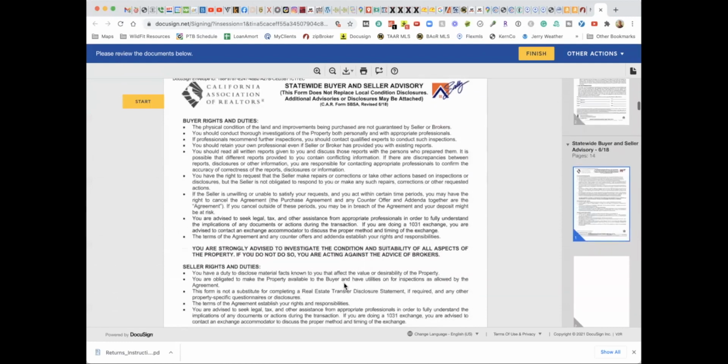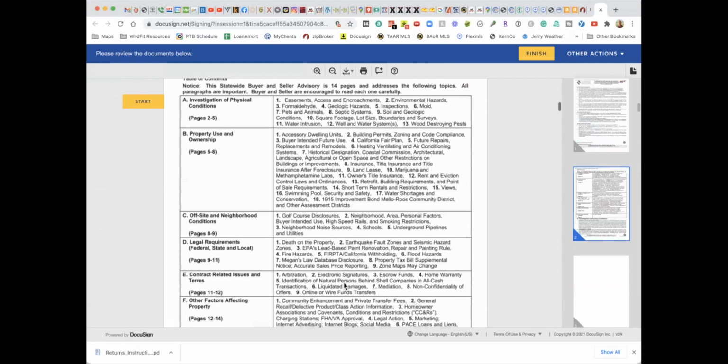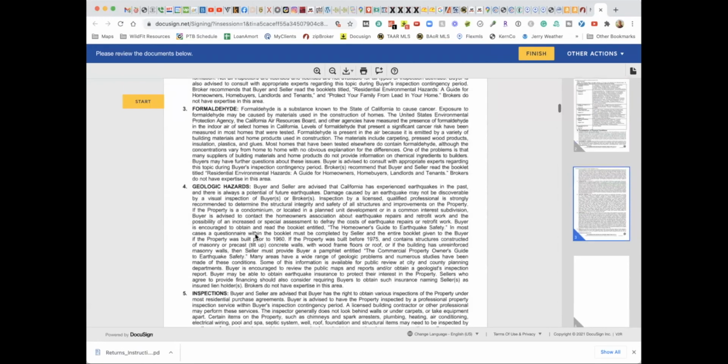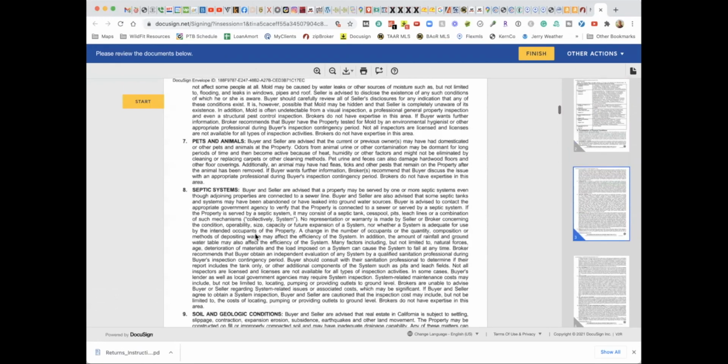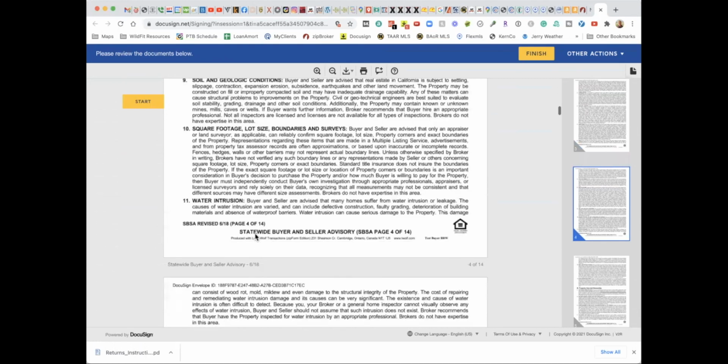Then we've got the statewide buyer and seller advisory. I'll just give you a couple of examples here. It gives you examples of the paragraphs that cover things like investigation of physical conditions, property use and ownership. So what paragraphs and pages you should be looking at for those specific things. Some of the things that might come up. Let's see if I can find one of my favorites here. Well, let's talk about this.